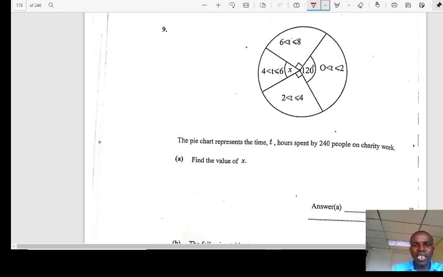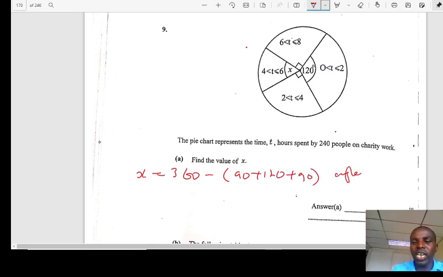Then next, question number 9. The pie chart represents the time t hours spent by 240 people on charity work. Then find the value of x. X is here, it's an angle. We are given here there's 90, 120, and 90 degrees. So angles at a point add up to 360 degrees. So to find x, you say x is equal to 360 minus, then you add 90 plus 120 plus 90. That's how you get x.